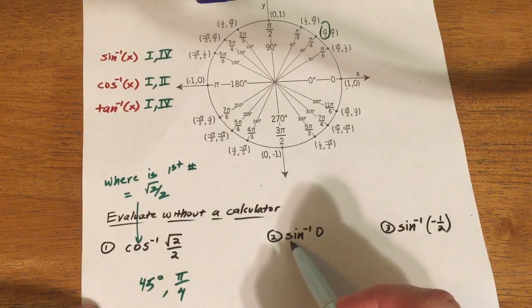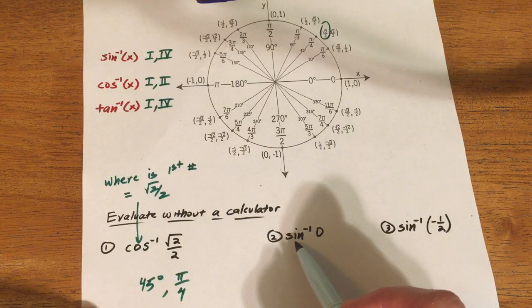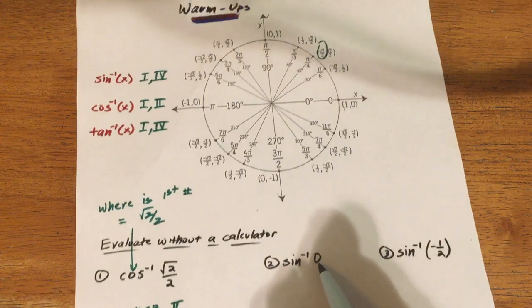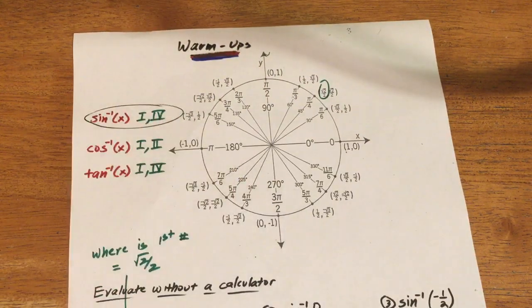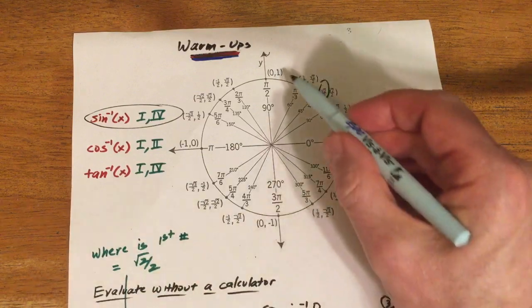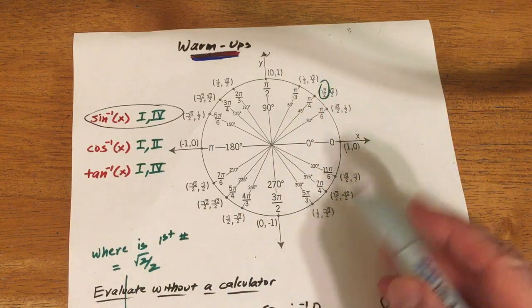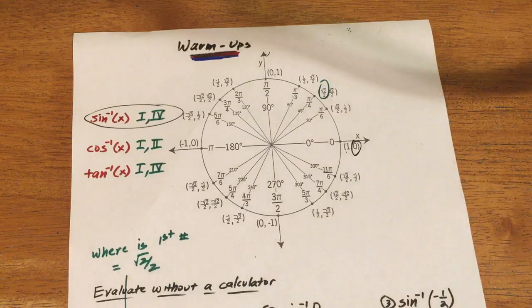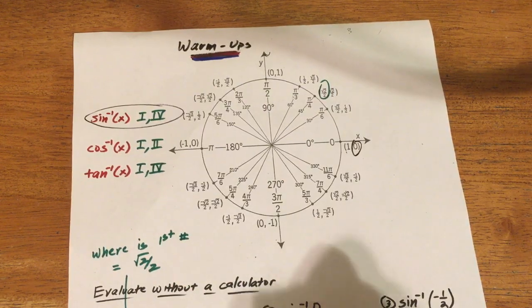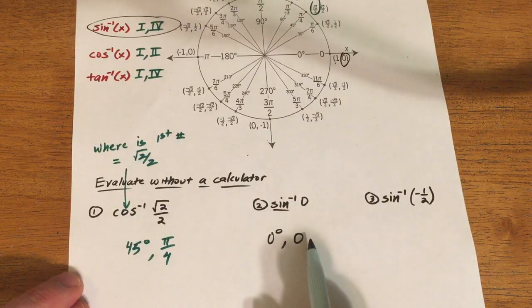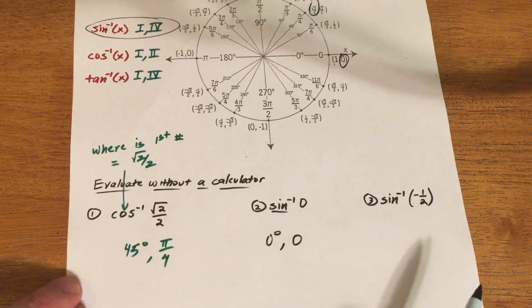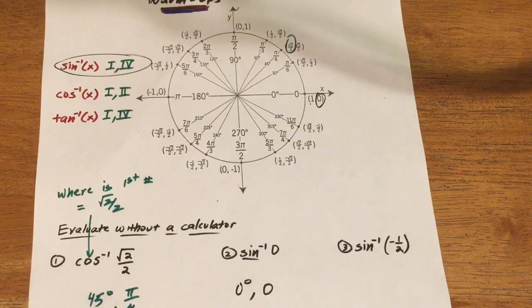For the next problem, because it's inverse sine, we want not our first number, but our second number to be 0. But this time, the second number needs to be 0 in quadrants 1 and 4. So we're going to look in quadrants 1 and 4. Where is the second number going to be 0? It's going to be 0 right there. And so that's going to be at 0 degrees or 0 radians. So 0 degrees, 0 radians. All right, let's go ahead and take a look at our last one.